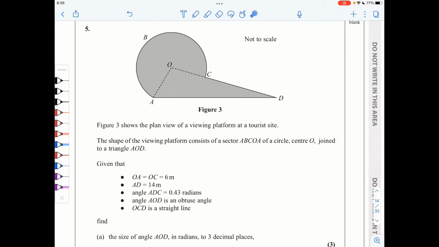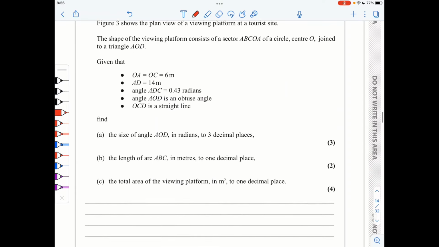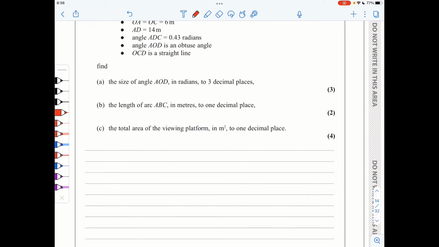Question 5, we've been given the plan view of a viewing platform at the tourist site. It's a sector and a triangle. Now OC and OA are radii and are 6 meters. The distance AD is 14 meters. Angle ADC is 0.43 radians. And we need to find the size of angle AOD in radians to 3 dps.